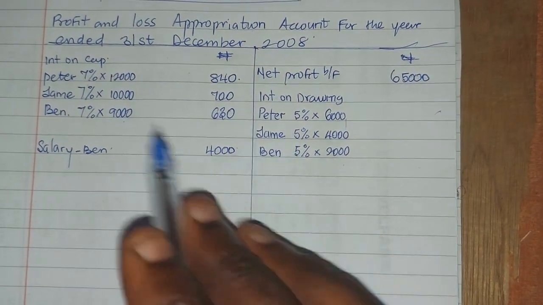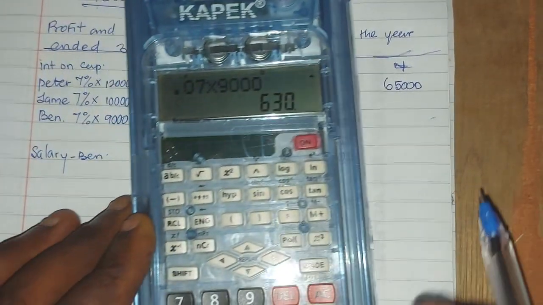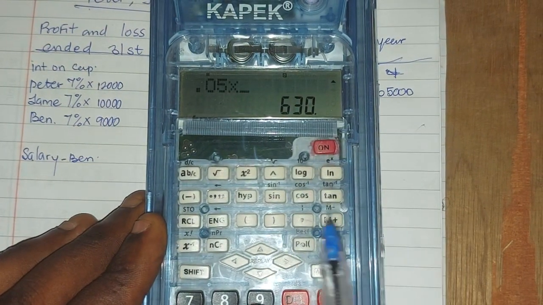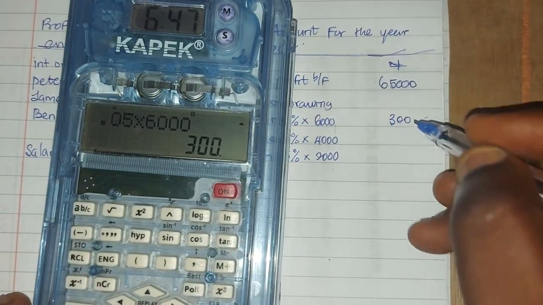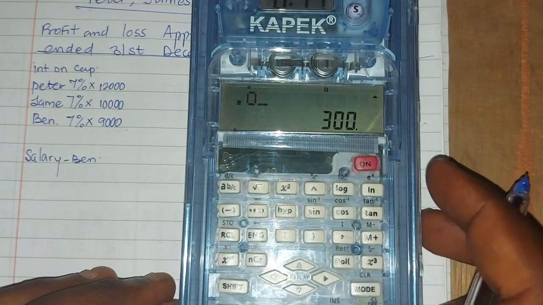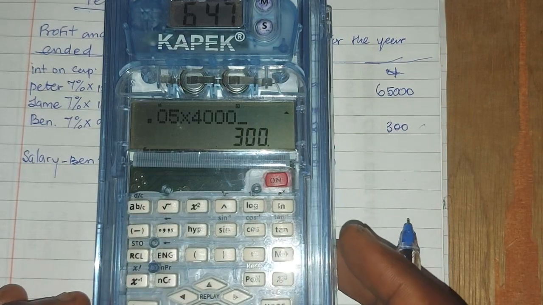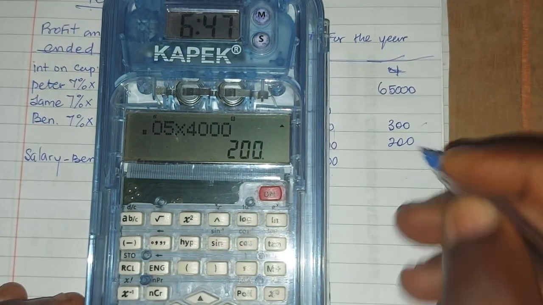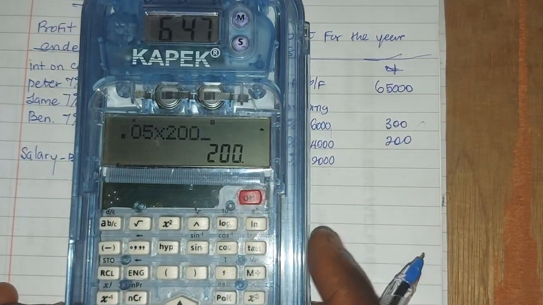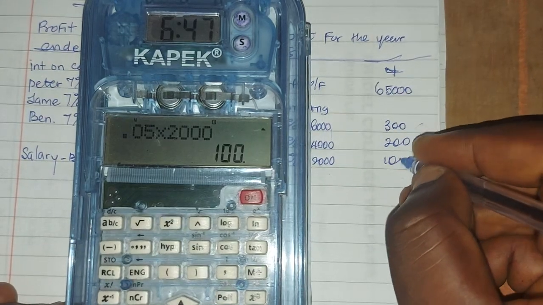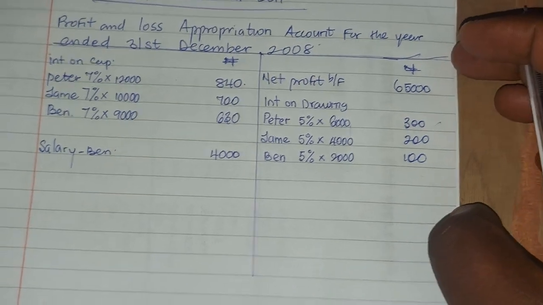Then you come to calculate the interest on drawings, 5% of 6,000. So we have 0.05 times 6,000. Then what do you have? 300. You have 300. So we have 0.05 times 4,000, and that gives 200. Then lastly we have 0.05 times 2,000, and that gives 100. Okay, then you have debited this, you have credited this.